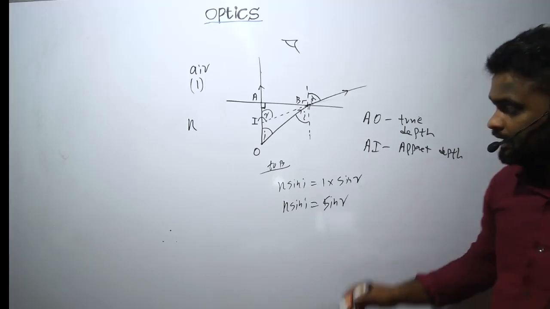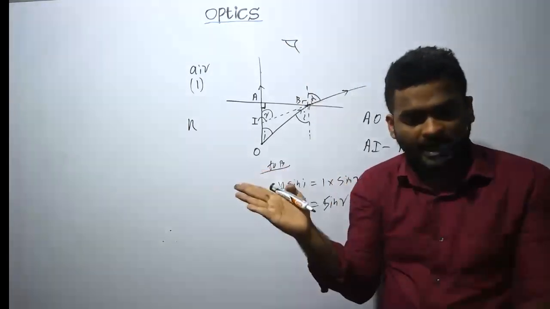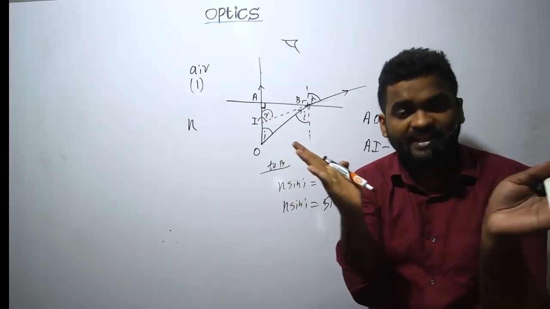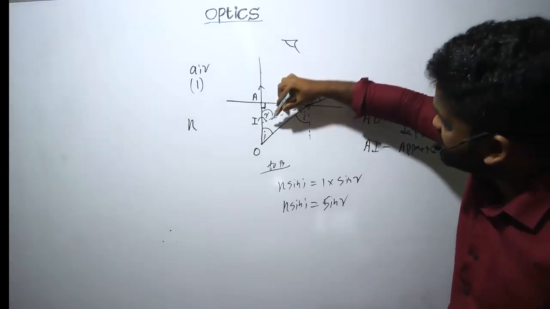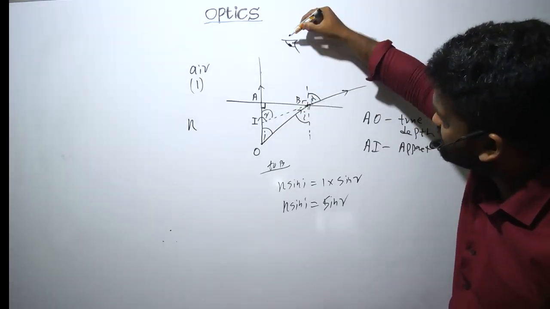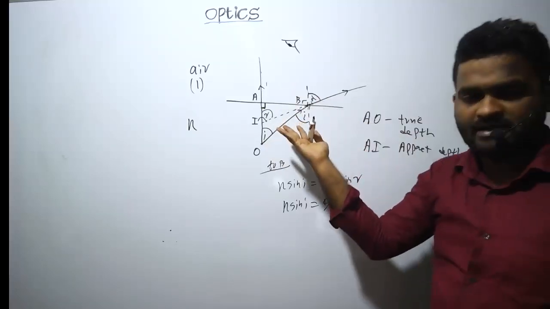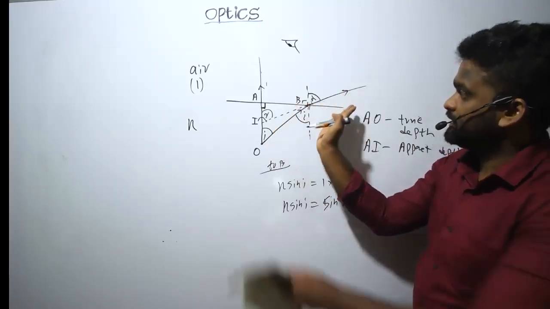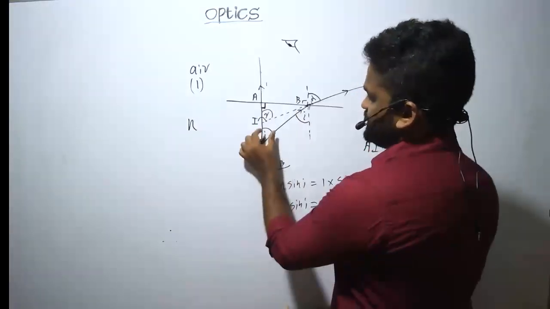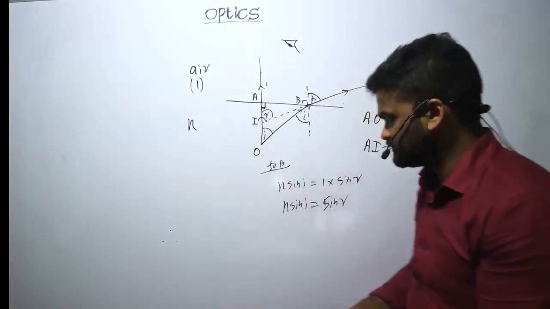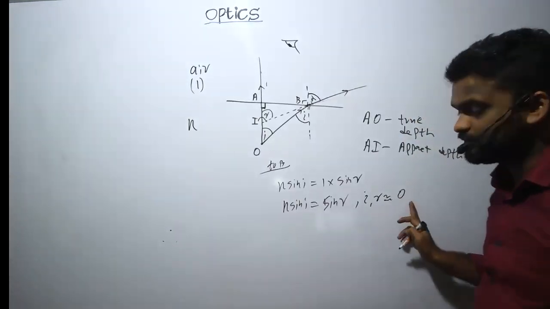Okay. The thing is, even though we draw these like very large angles, these angles are actually very small, right? Why is that? These rays have to go through the pupil here, right? If I draw that very thin, then this image is not clear. All these rays have to go through the pupil, so these angles I and R are actually very close to 0.